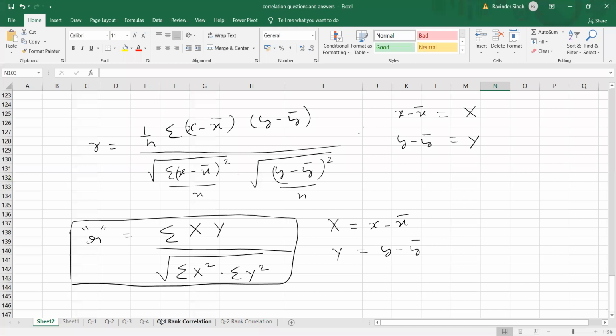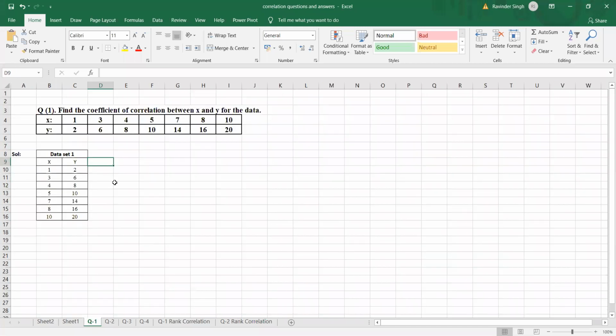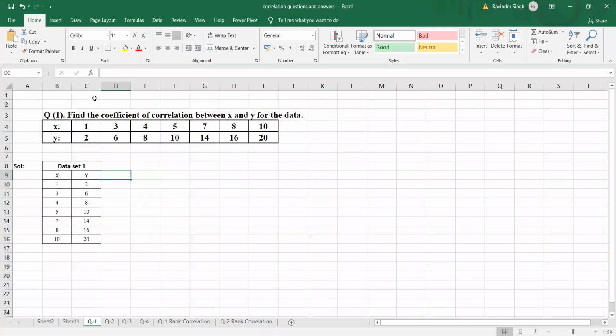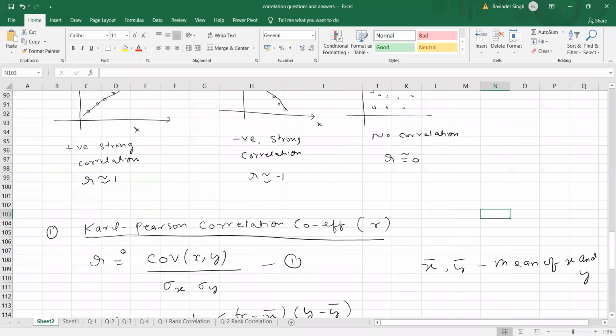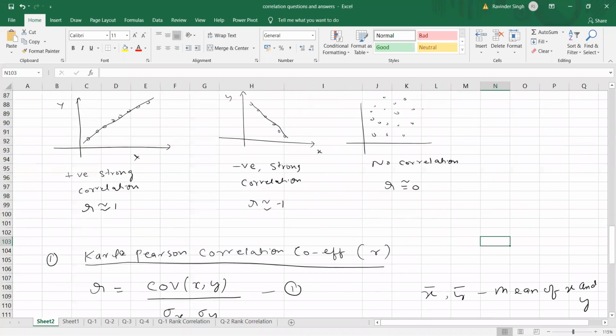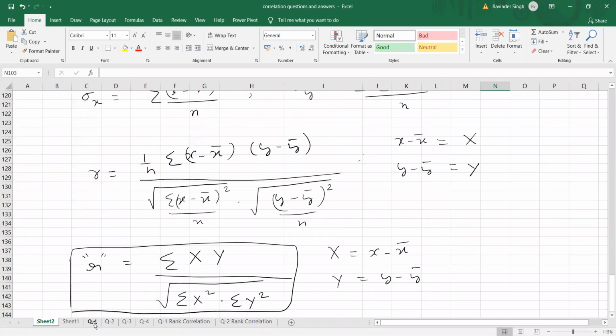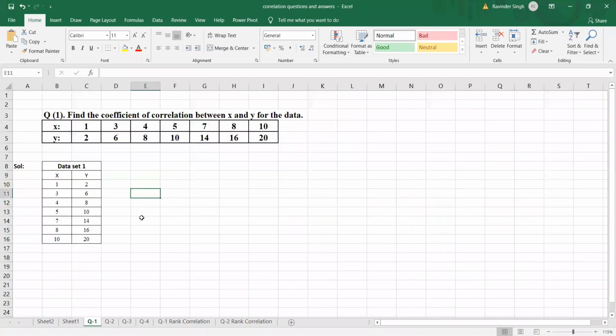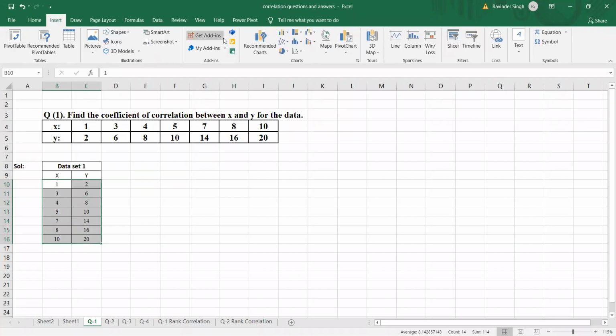So for instance, I have taken one question here. Find the correlation coefficient between x, y for the data. So I have taken the same data set, 1, 3. Is it same data set or different data? I think different data set I have taken. Anyway, no problem. So let us try to apply this formula and find the relationship between x and y. Before I find the relationship, let me first plot x and y, to see what kind of data I am expecting here, whether it is strong relation or not.